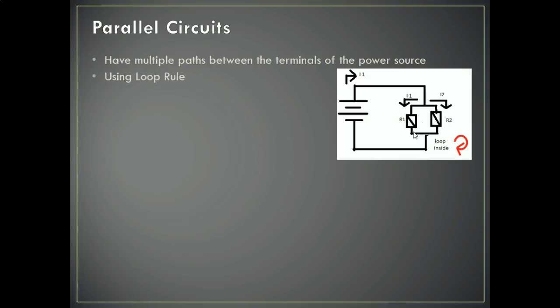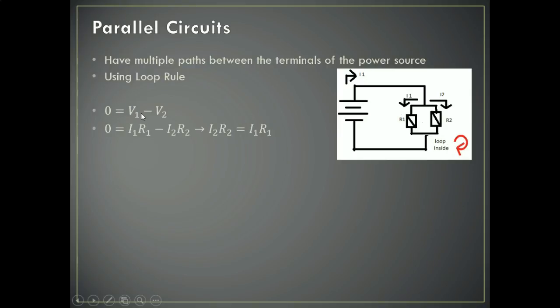And so let's talk about using the loop rule. So let's use the loop rule inside the parallel component here. So we're going to loop clockwise, like this arrow here, inside this little square here. And so now that we know if the arrows are going together, so on I2 the arrows are going together, so that resistor is going to be negative. The other one, they're opposite, so that's going to be positive.